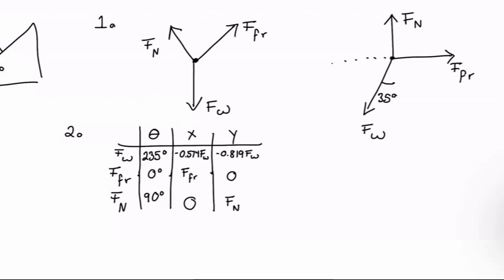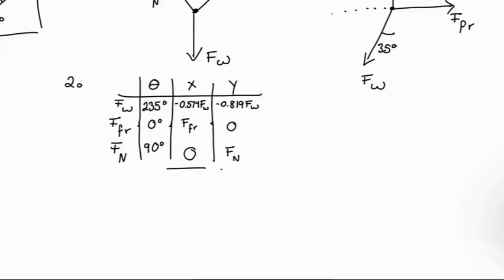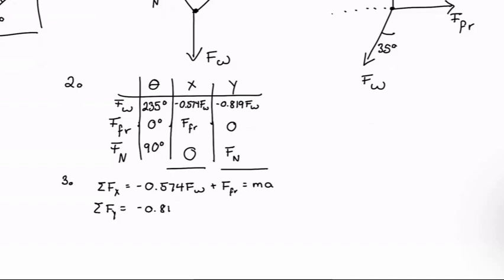Let me just make sure. Okay. From there, I'm going to do my equations, which is step 3. In step 3, I'm going to do the sum of my forces in x, which is negative 0.574 force of weight, plus my friction force, equals mass times acceleration. And same thing for my forces in y: negative 0.819 force of weight, plus my normal force, equals mass times acceleration.